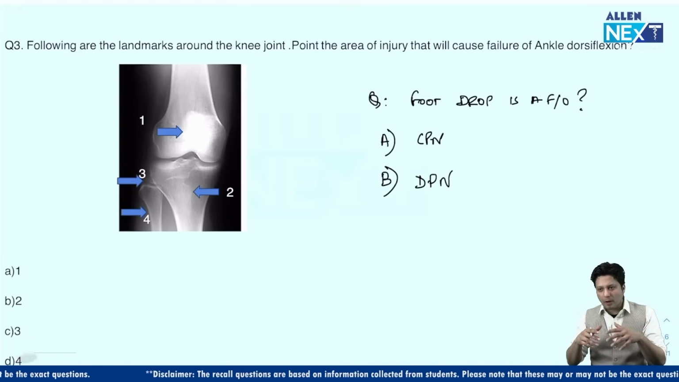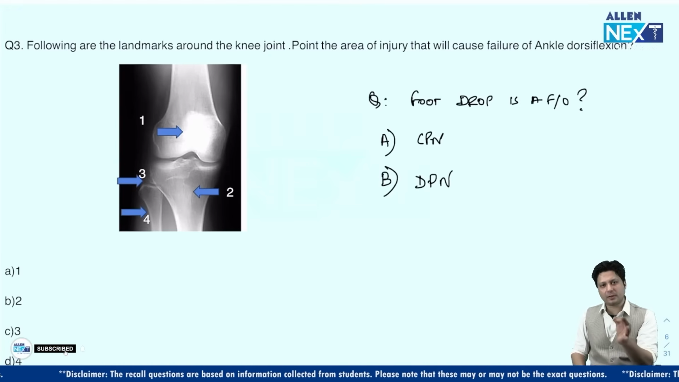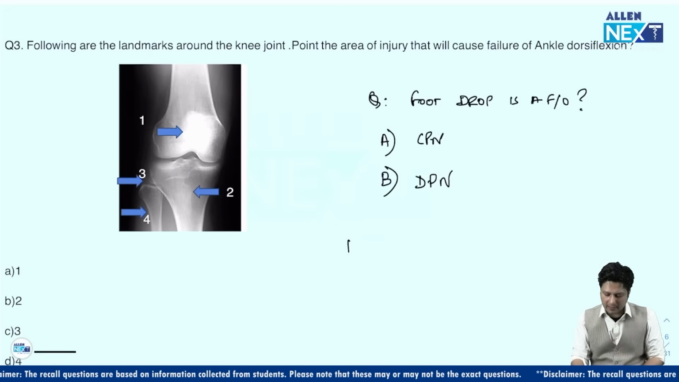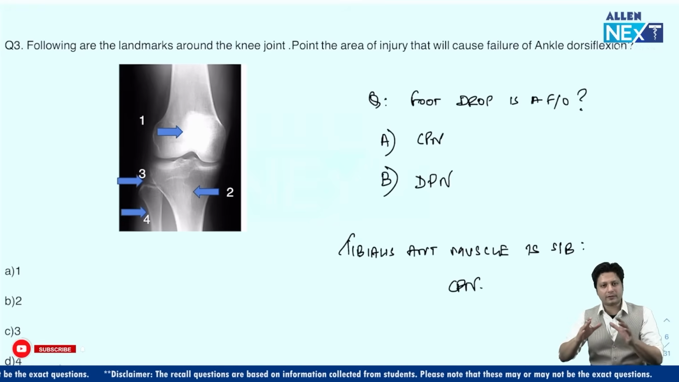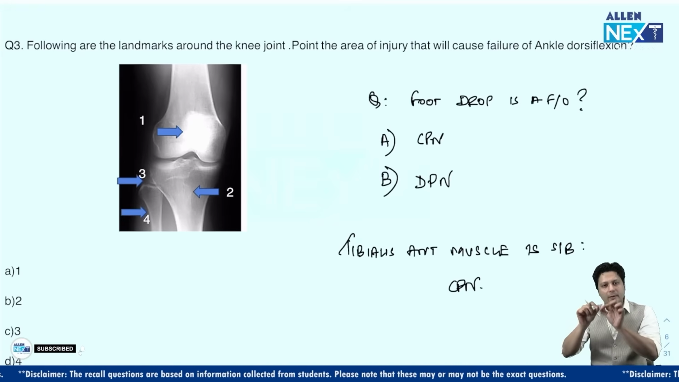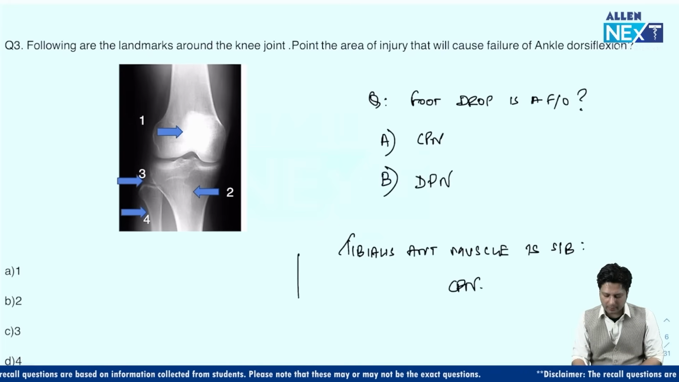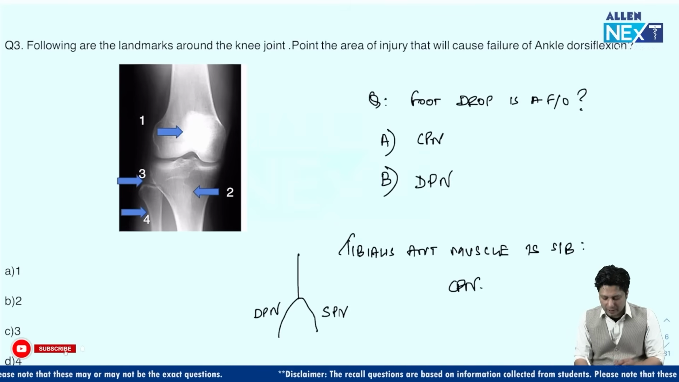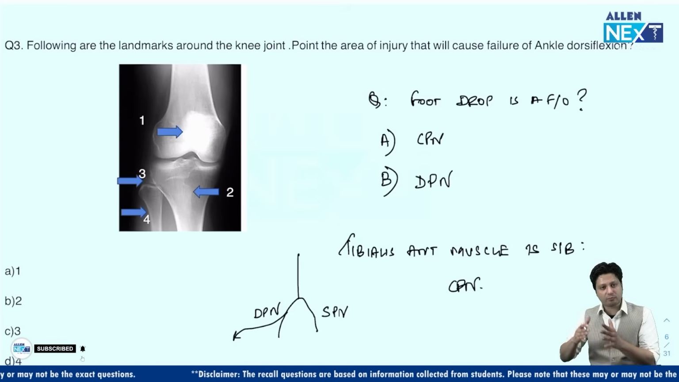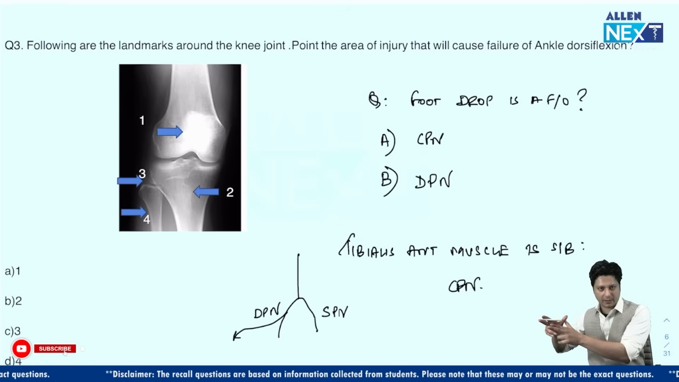Now, as a student, you know that deep peroneal is a branch of common peroneal, and the tibialis anterior muscle is overall supplied by the common peroneal nerve. The common peroneal gives two branches: the superficial peroneal nerve and the deep peroneal nerve. In the majority of cases, the deep peroneal gives a branch to the tibialis anterior.